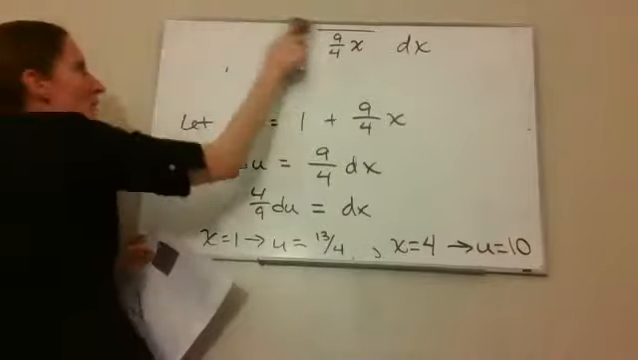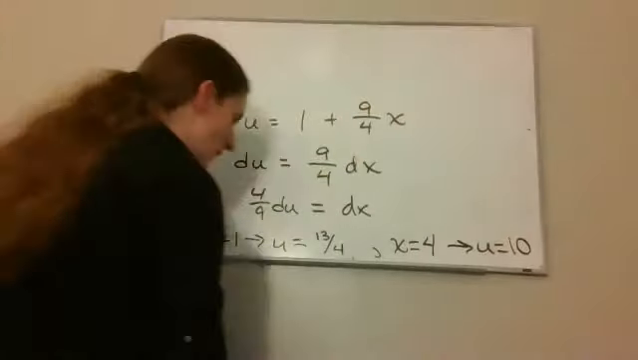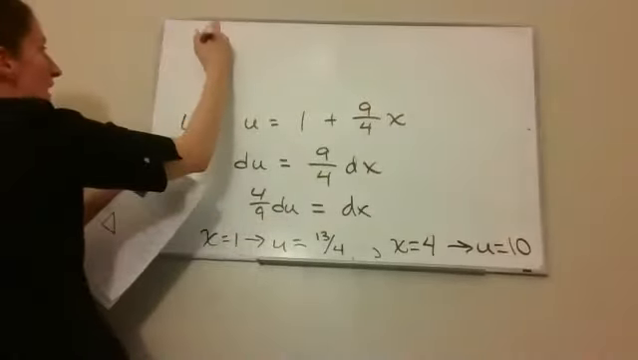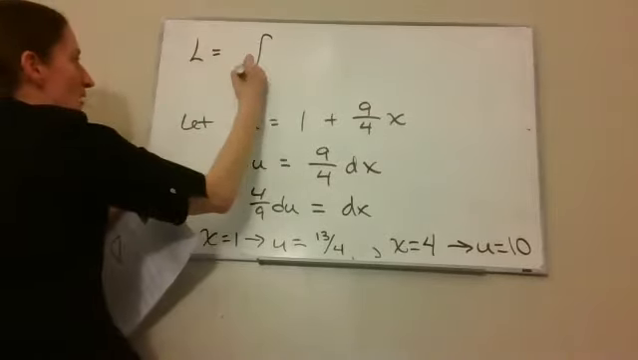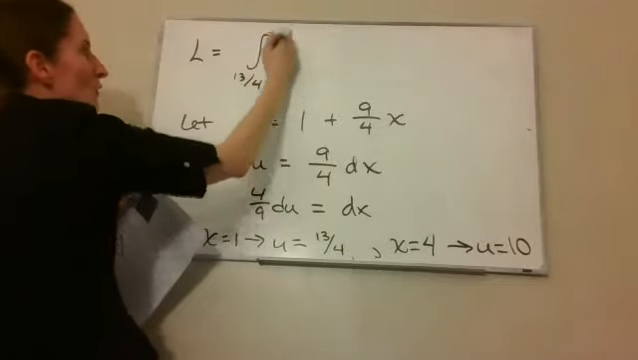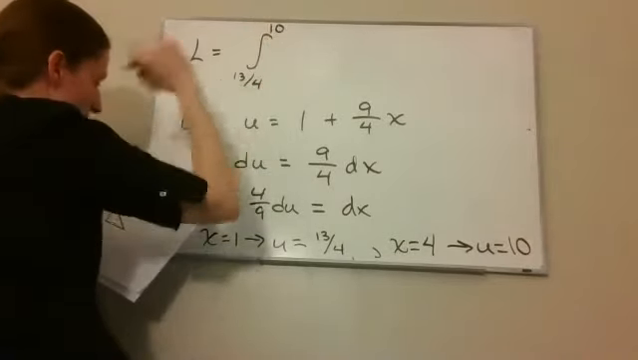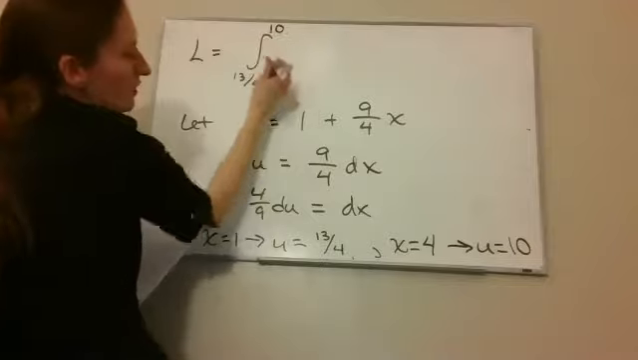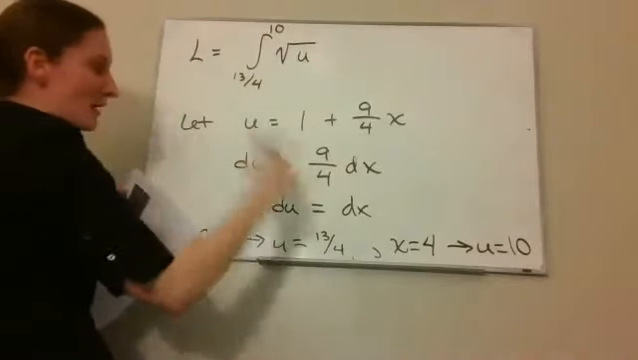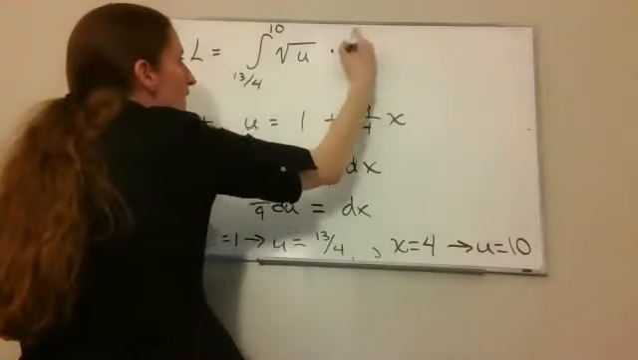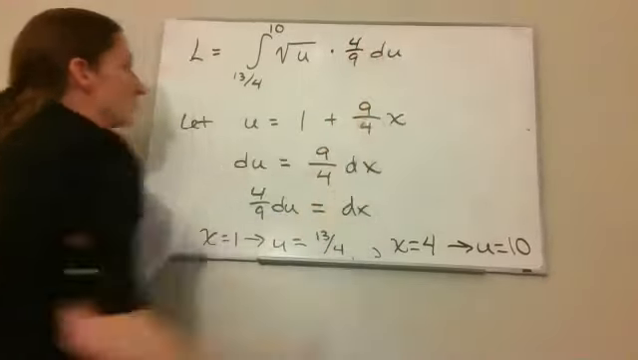If I rewrite my integral using the substitution, we get that the arc length is the integral from my new bounds of 13/4 to 10 of the square root of u, and then my dx is 4/9 du.